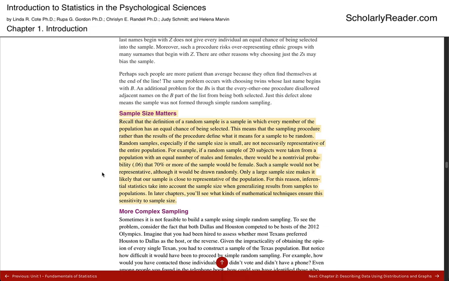Only a large sample size makes it likely that our sample is close to representative of the population. For this reason, inferential statistics takes into account the sample size when generalizing results from samples to populations. In later chapters, you'll see what kinds of mathematical techniques ensure this sensitivity to sample size.